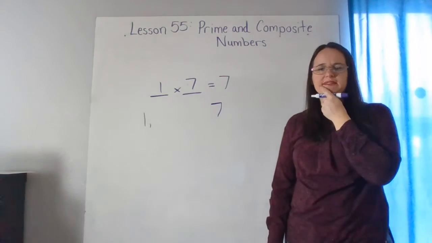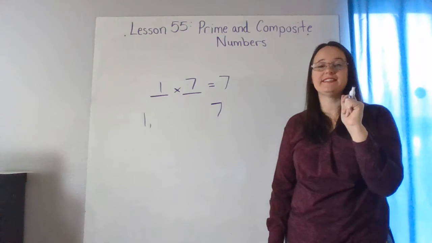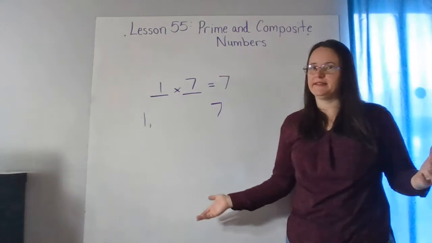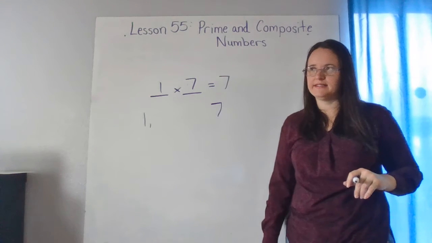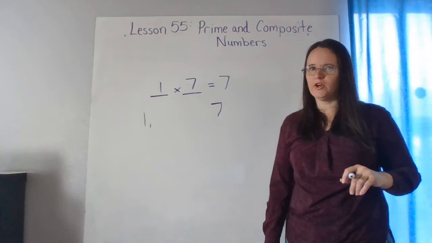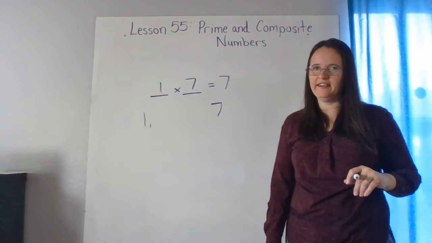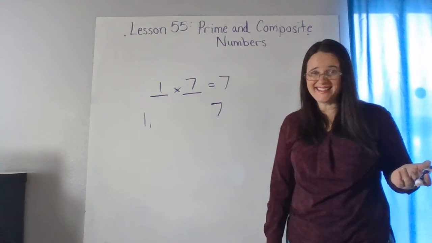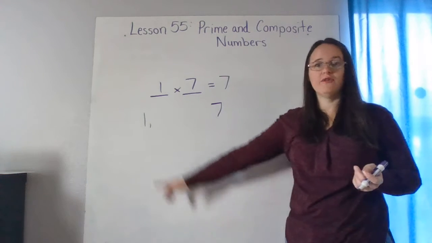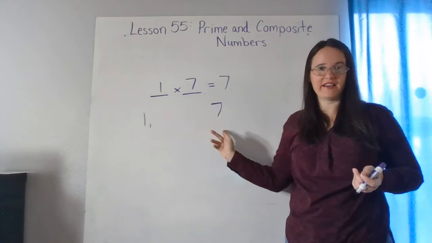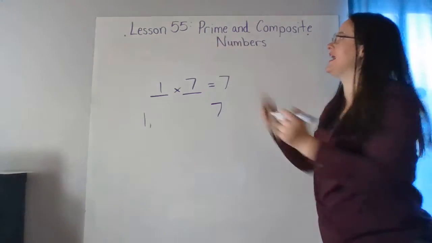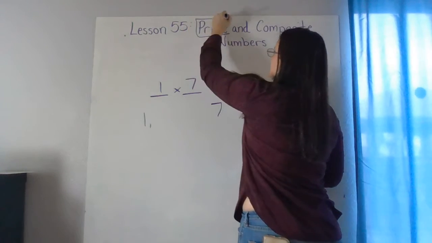What about 2 times 7? Not times 7. 2 times what equals 7? Can't do it. 3 times what equals 7? Can't do that one either. 4? No. 5? No. 6? No. So 7 is a special number that only has 2 factors, and we call those special numbers prime numbers.